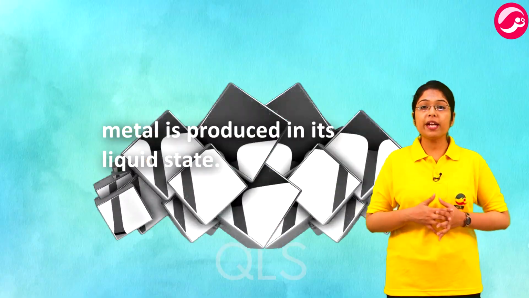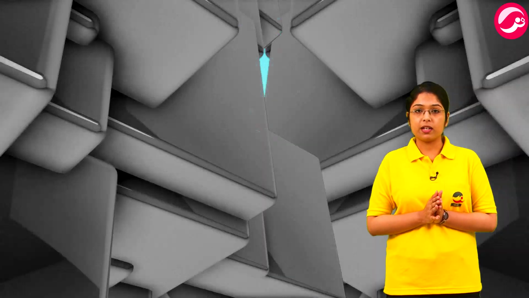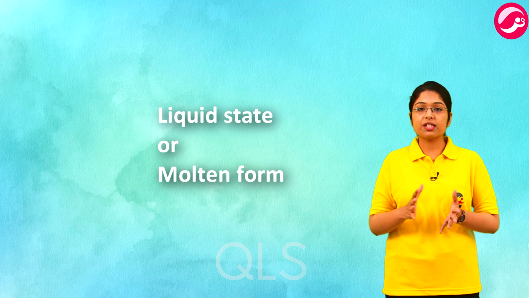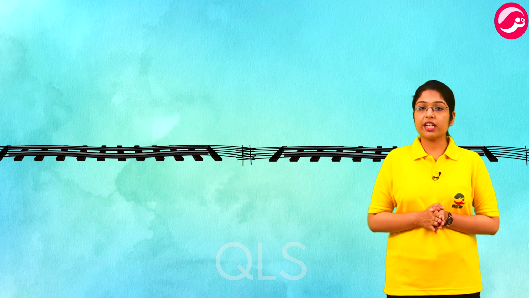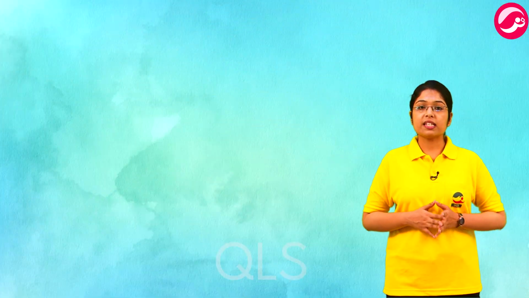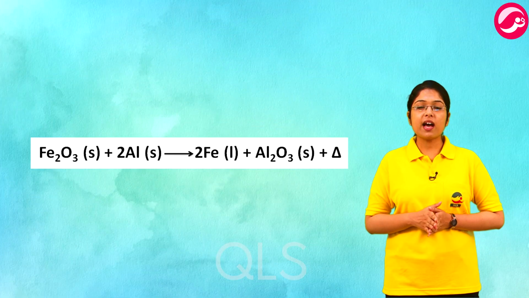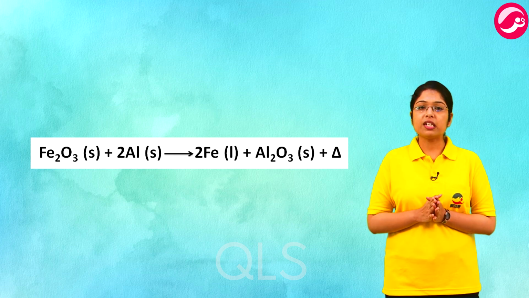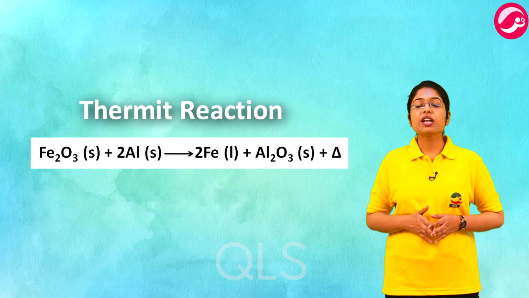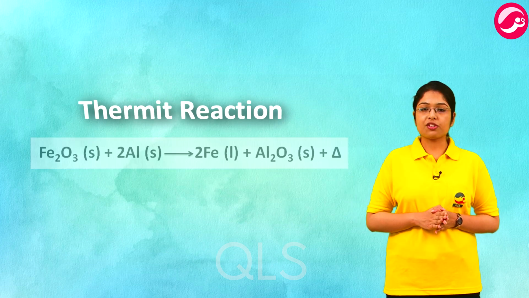हमारे पास जो मेटल ऑब्टेन होता है, जो प्योर फॉर्म आता है हमारे पास मेटल का, वो मॉल्टन स्टेट में, लिक्विड स्टेट में आता है. This heat is used wisely for joining railway tracks and cracked machine parts. When ferric oxide is heated with aluminium, metallic iron and aluminium oxide is produced, along with a large amount of heat which can fix metal surfaces. This reaction is known as Thermit reaction.